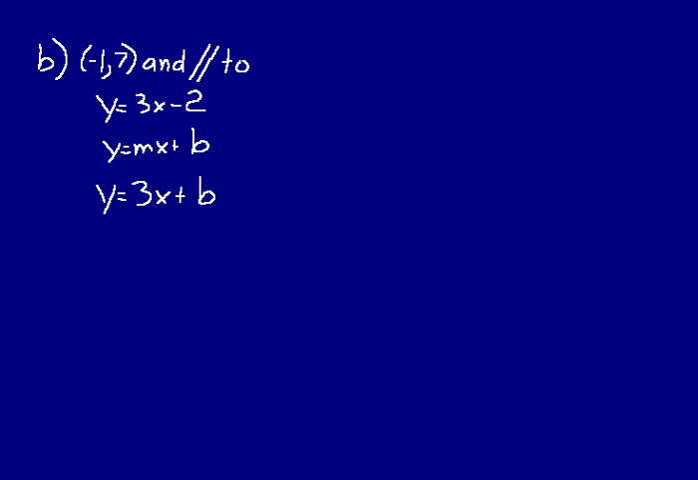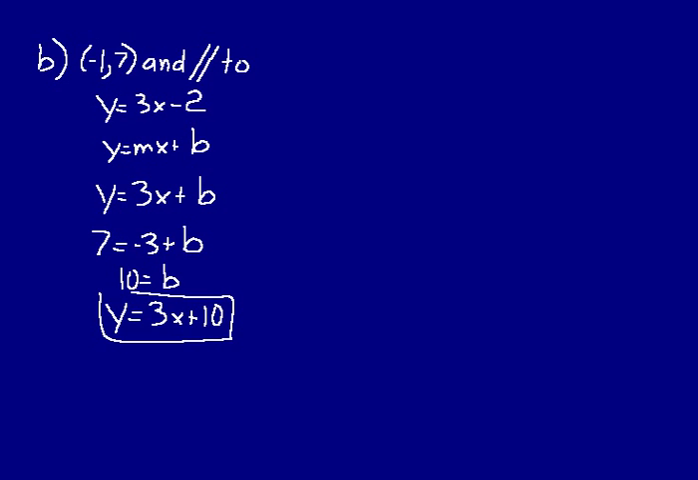To figure out this line's y-intercept, use those points that you have there, substitute those in, and solve for the y-intercept. So 7 is what y equals, is equal to 3 times a -1, so that would just be -3 plus b. Add 3 to both sides, 10 equals b, and so the new equation is y equals 3x plus 10. So this line that's parallel to the other one, it will pass through the y-axis at 10. The other one passes through at -2.